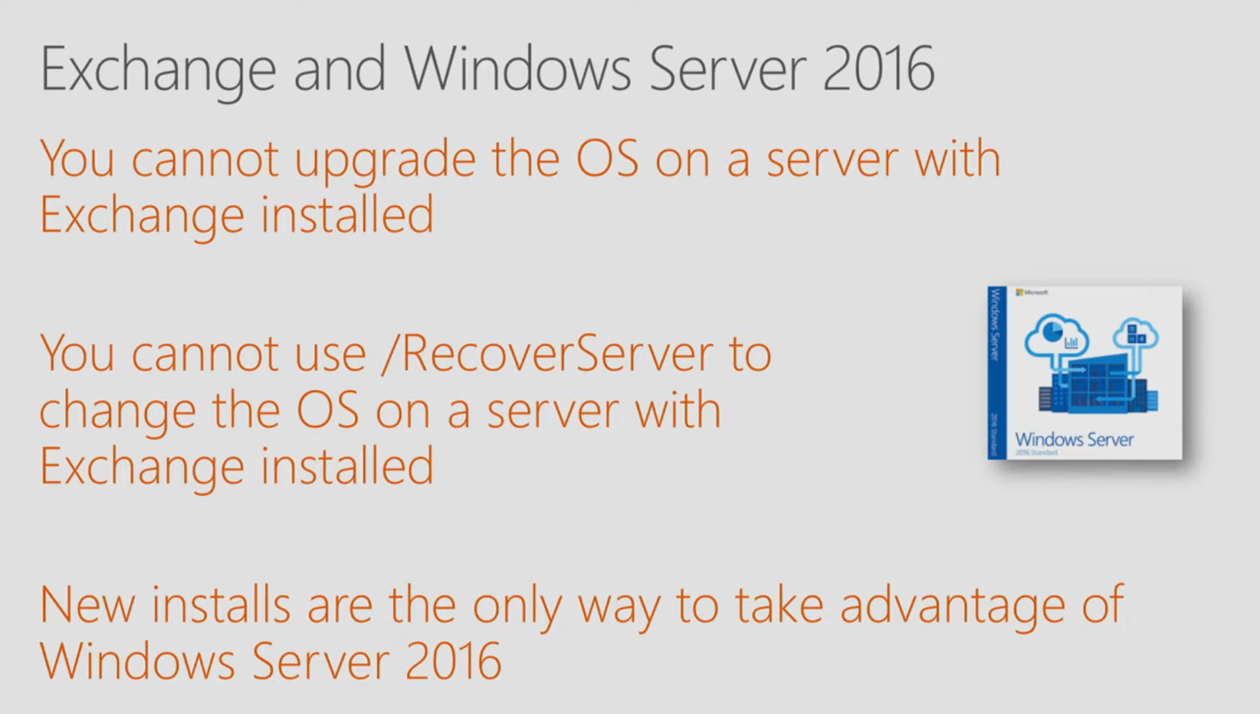The other thing to keep in mind is just like the other versions of Windows, you can't upgrade the operating system with Exchange on the box. But of course, right out of the gate, we've solved that since we require Exchange CU3 to go to Windows 2016 anyway. And of course, you can't use Recover Server to change the OS. You're always going to have to recover back to the operating system on which it was already running. So if you want to take advantage of Windows 2016 for Exchange, the only way to do that is still new installs. And like I said, it's got to be new installs of 2016 CU3 or later.